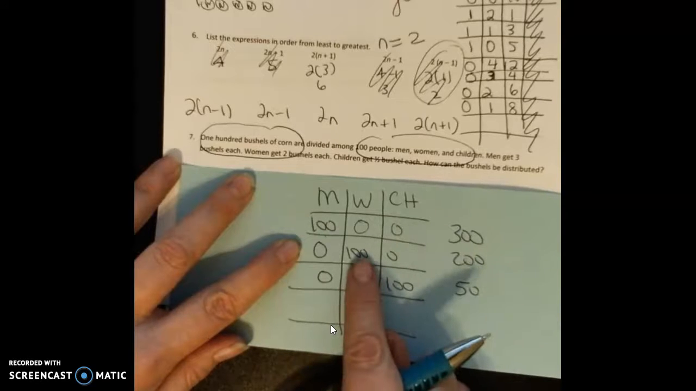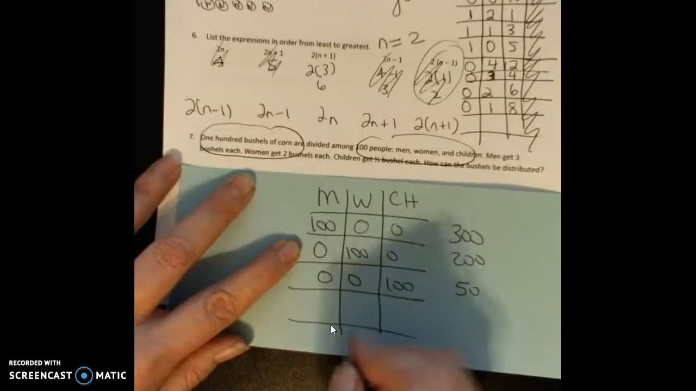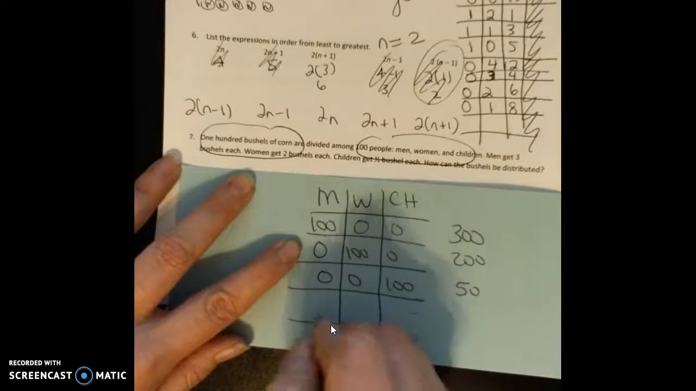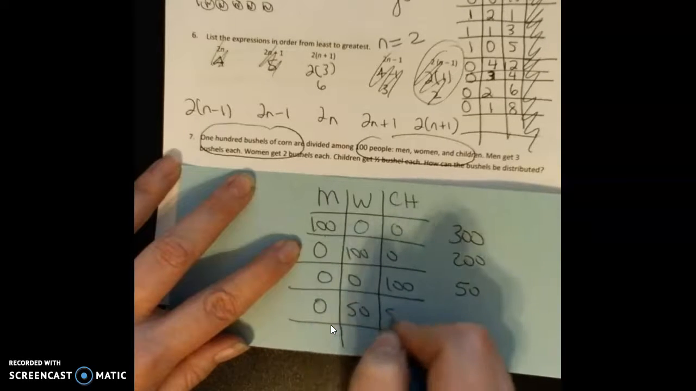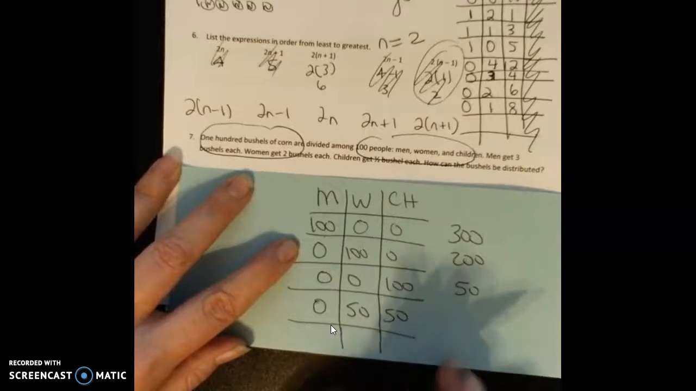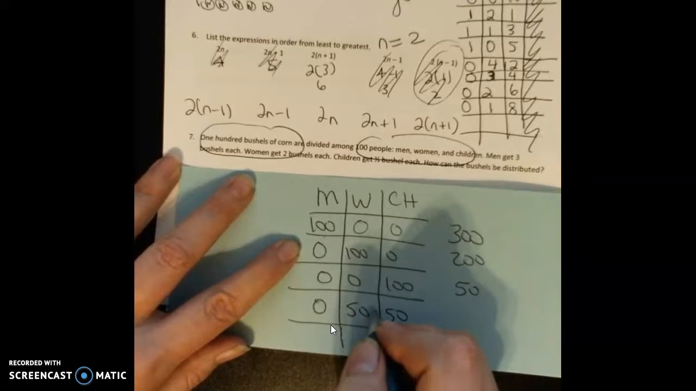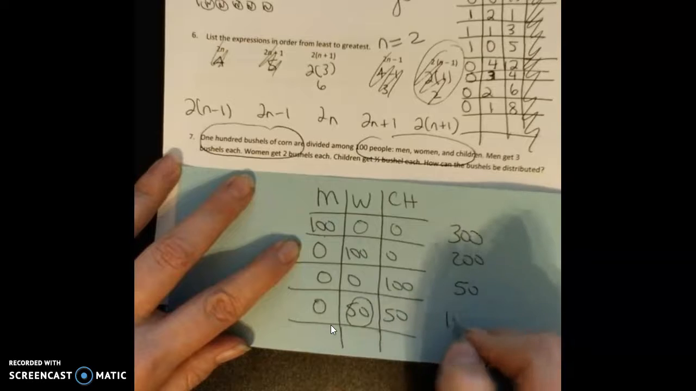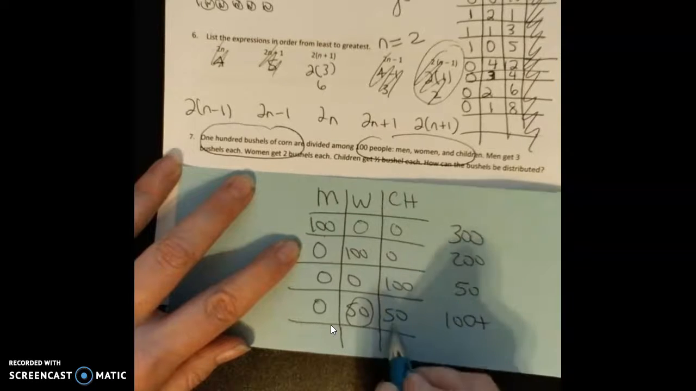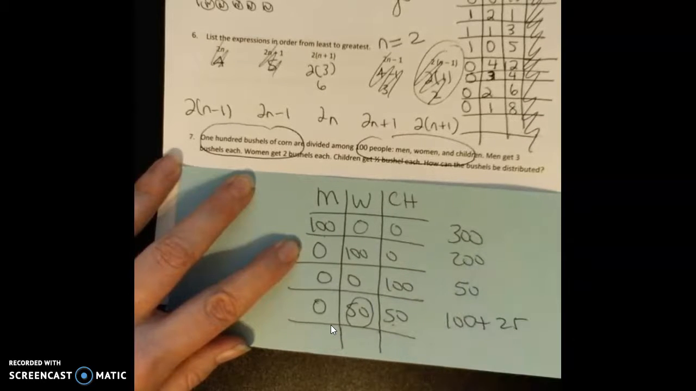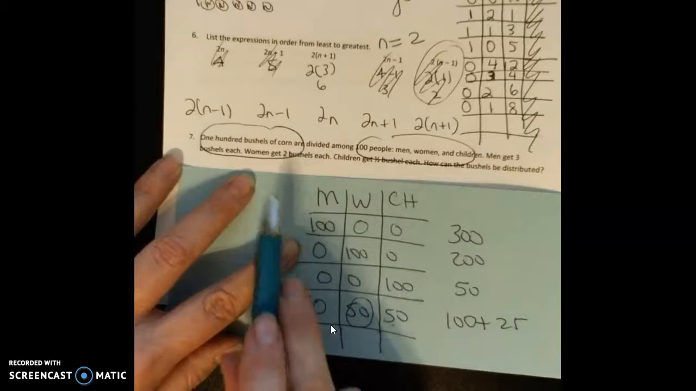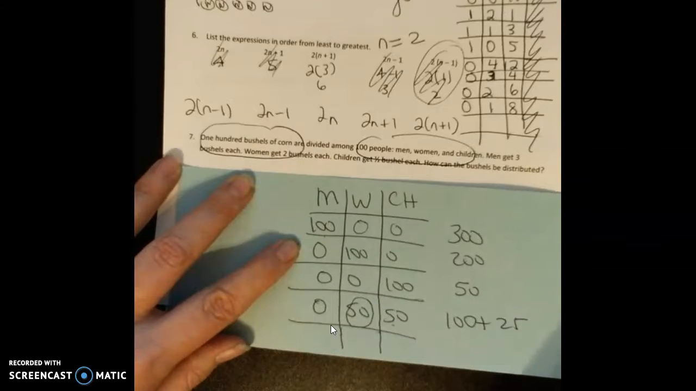I can't have 100 women. That would be impossible. And so I need some children in there. All right, so let's just say I do no men, and I do 50 women and 50 children. What's that going to do to my numbers? Well, women each get what? Women get 2, so if I multiply that by 2, I get 100. And then the children get half, so that would be what? 25. So I'm at 125, which isn't bad because I want to use 100 there.